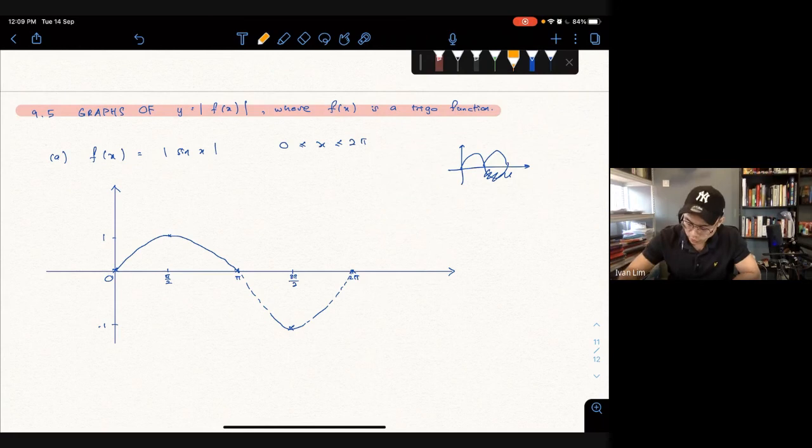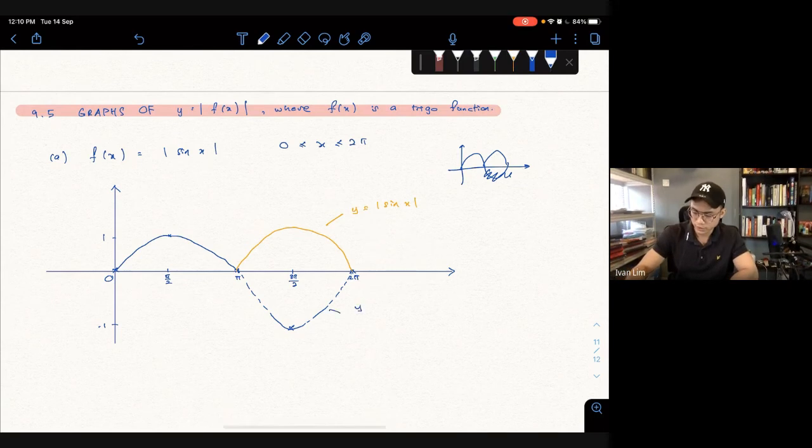What a modulus will do, it will flip it up. So whatever that is negative will become positive. So now, like this. Okay, so this will be your y equals to modulus sine x graph. This is y equals to sine x. Okay, we just need to reflect in the x-axis.